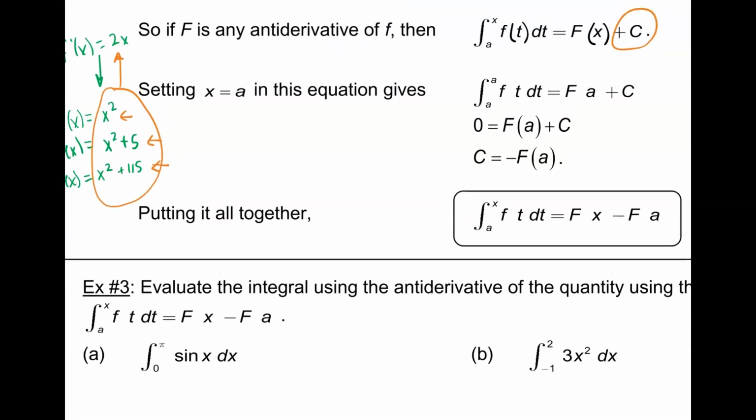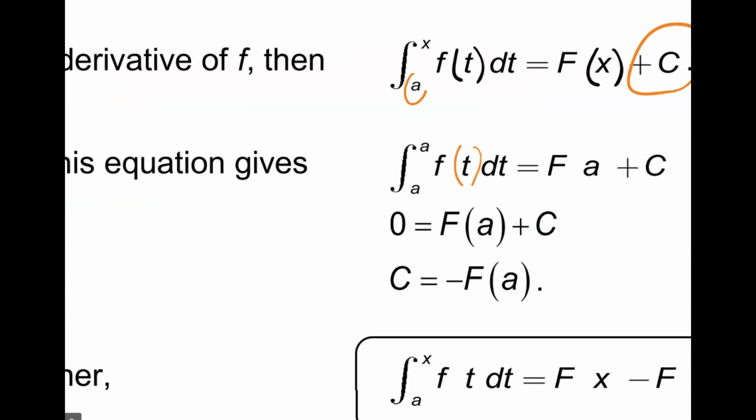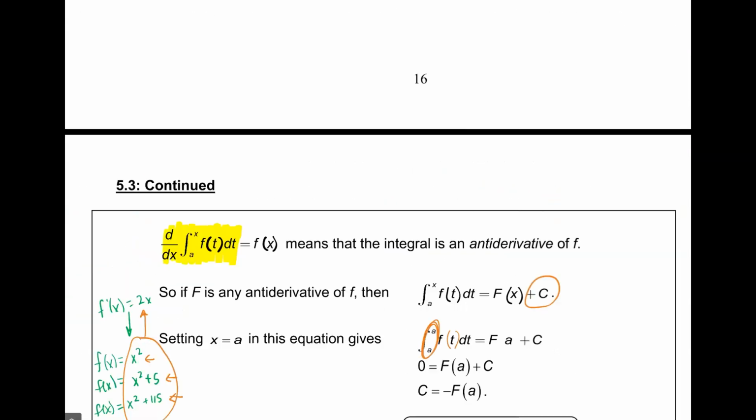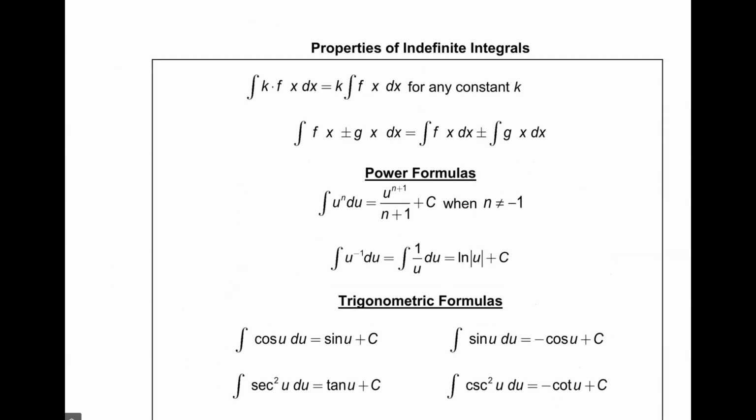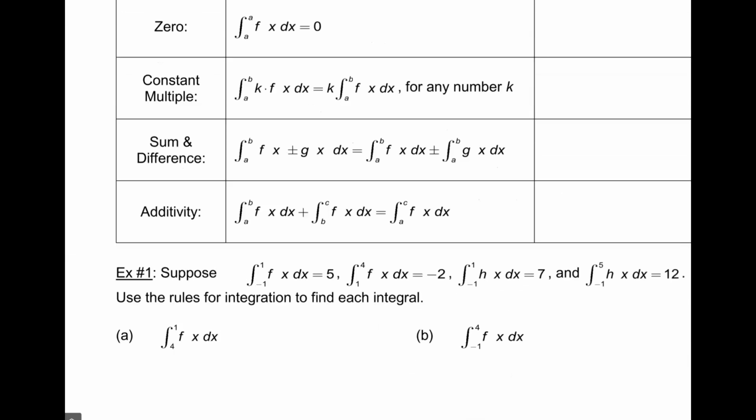So setting x equals a in this equation. Notice here we're going from a to x, but what if we set x equal to a? Oh, it's the exact same thing. Wait, we just learned this. If you're taking the integral of, this is the 0 property. Am I blind? Nope, here we go.